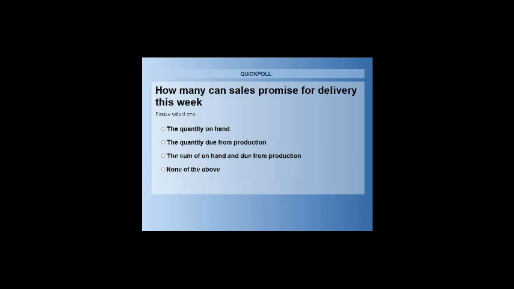What I want you to do is answer this question. You have one choice and one choice only. How many can sales promise for delivery this week? It's either the quantity on hand, the quantity due from production, the sum of on hand and due from production, or none of the above. So take a minute, review your choices, click which one you think is appropriate, and then we'll see what everybody has to say.